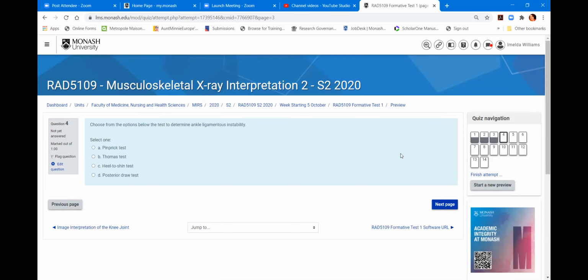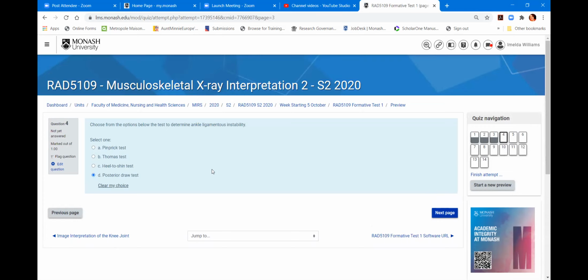And then for question 4, choose from the options below the test to determine ankle ligamentous instability, and the test for that one is the posterior drawer test. It's also called the posterior drawer sign as well.